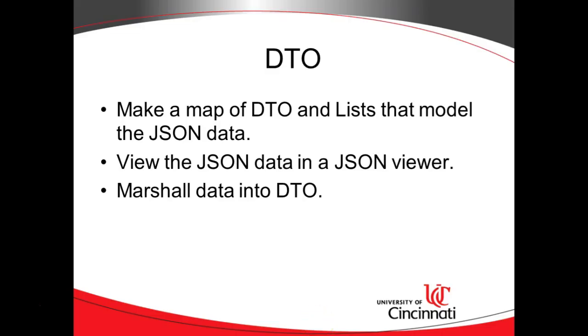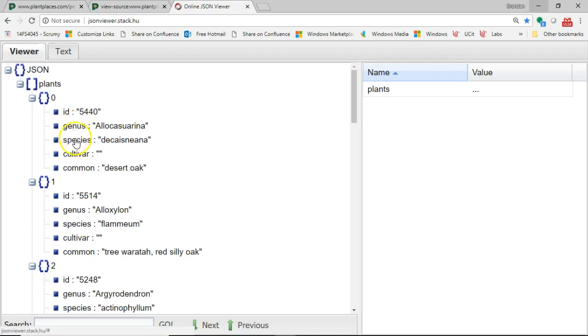Next, we need to make a map of the DTO and list that model the JSON data. This one's a little bit tricky. So first, let's look at the JSON data. We know we have an ID, genus, species, cultivar, and common, and this belongs to something we'll call a plant or a plant DTO. So let's start with that.